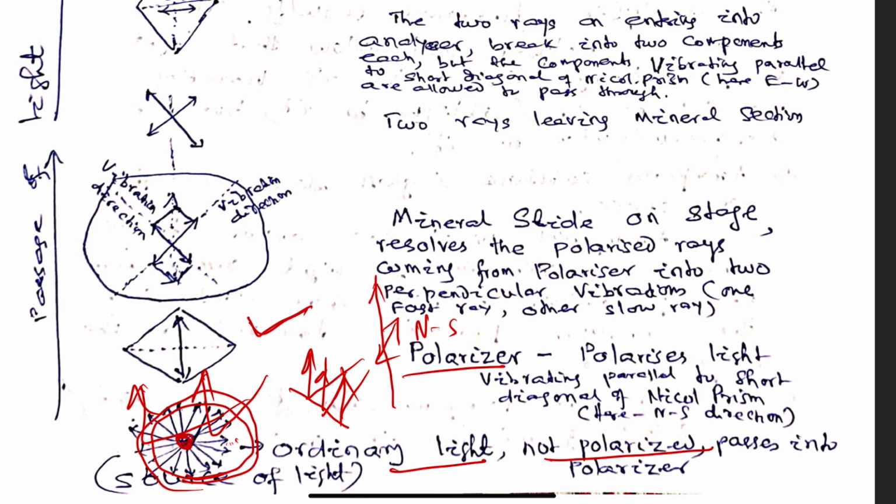When you talk about polarized light, light rays are found to vibrate in one plane and move in a perpendicular direction. If they vibrate like this, they will move like this. So these are the polarized lights. So light vibrating parallel to the north-south of the microscope passes through the polarizer and comes up.